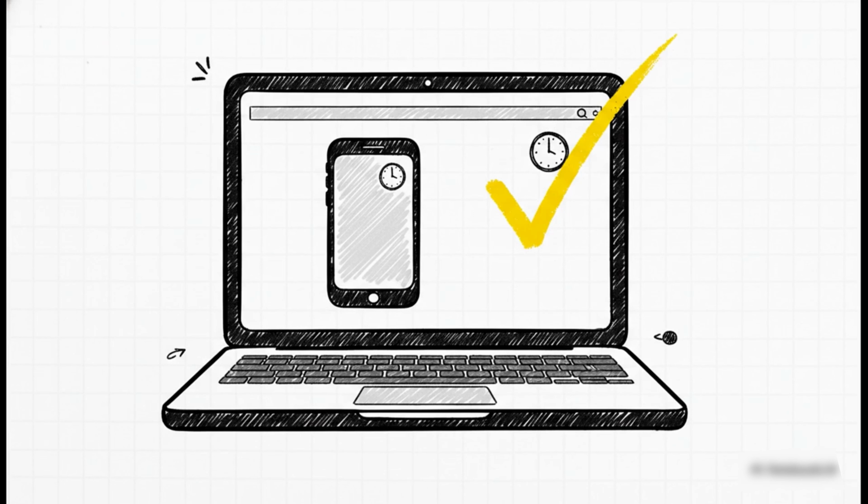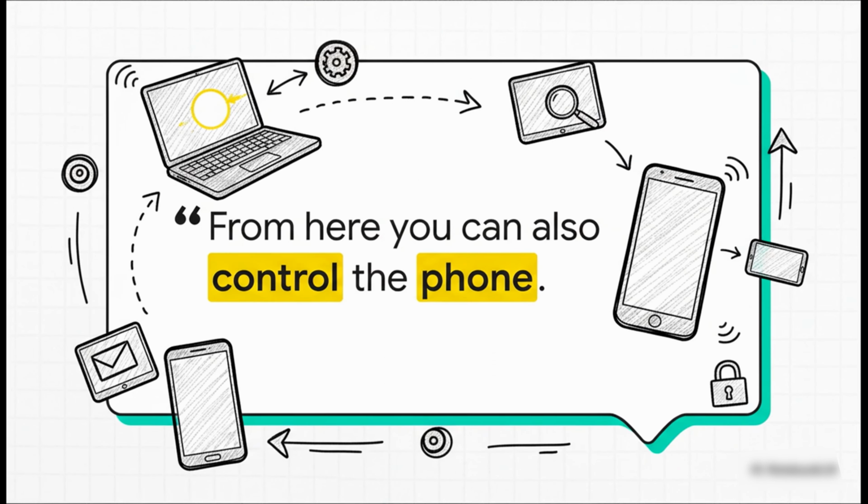Need to see what's happening on the screen at this very moment? Bam! Instant screenshot. And here's how you know it's live. The timestamp on the image file will match your computer's system clock down to the second. It's proof that what you're seeing is what's happening right now. But just seeing things is only half the story, right? The source material itself puts it perfectly. From here, you can also control the phone. And that, my friends, leads us to the most powerful feature of all.